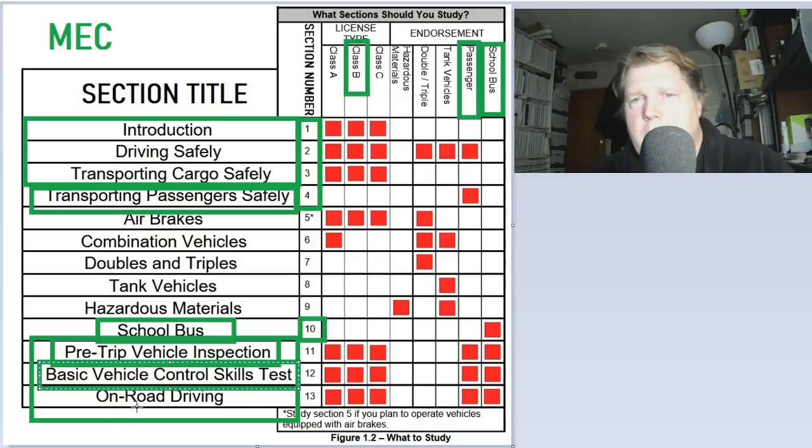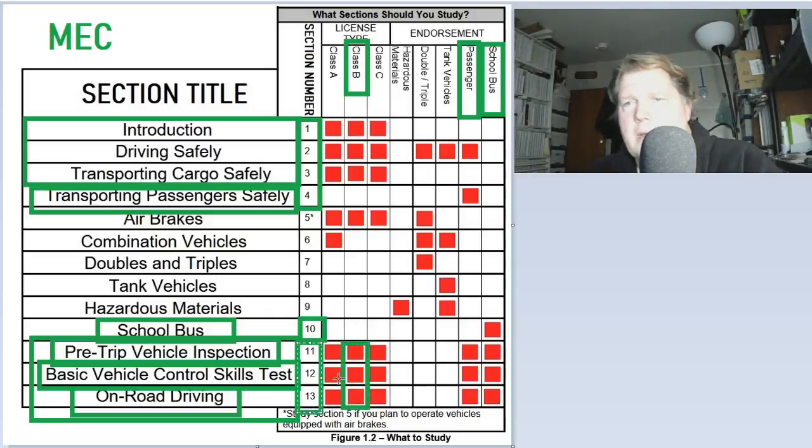And then on-road driving. I was actually driving my route, which I didn't know it at the time, but I was practicing on. And of course, I had to study sections 11, 12, and 13. So that's my recommendation.